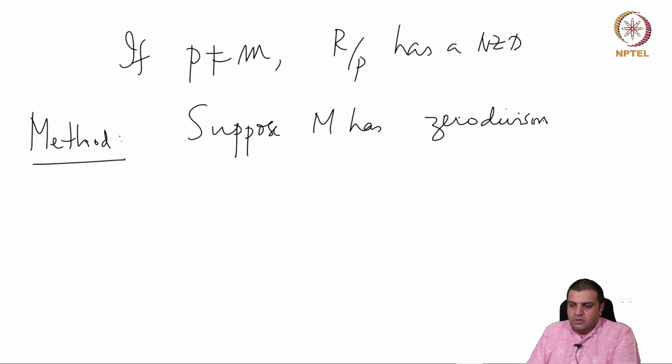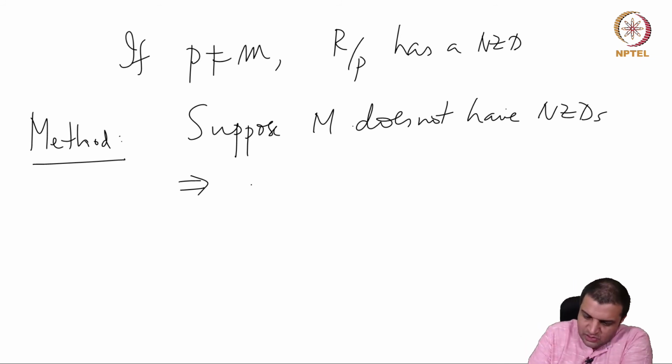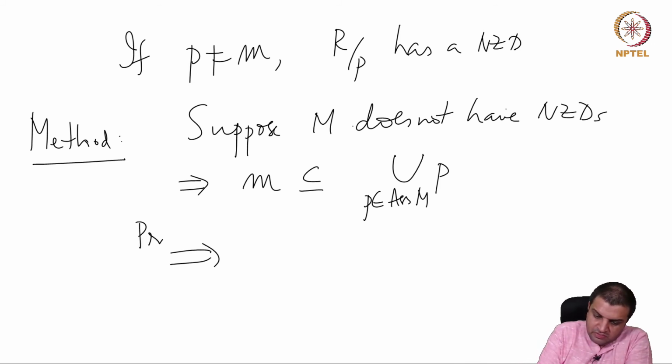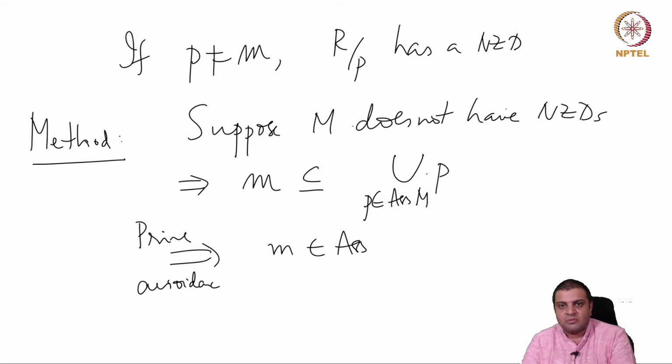Okay. This implies that, sorry, that's not suppose. Suppose M does not have non-zero divisors. This implies, as we observed earlier, that M is in the union of associated primes. By prime avoidance, M is contained in some associated prime, therefore M is associated.